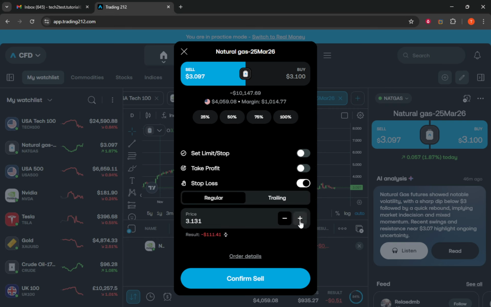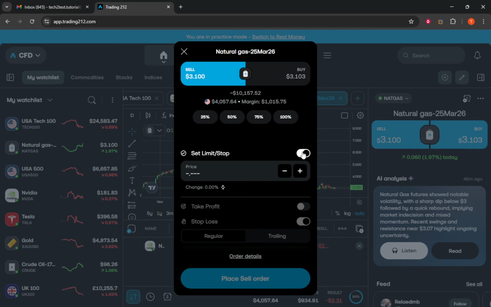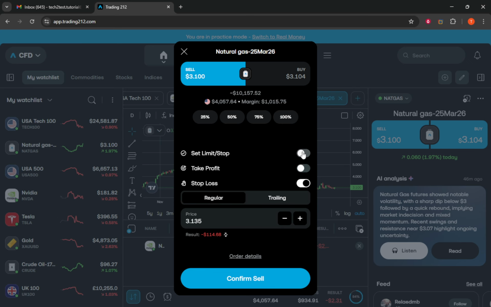Take a moment to check the distance to your stop, the potential loss, and whether that aligns with your plan. When you're comfortable, review the order and submit it. If you don't see a stop loss toggle in the ticket, look for order types like stop or stop limit. Some account types present risk controls through those order formats instead. The idea is the same. You're predefining the level where the trade should automatically close if the market goes the wrong way.